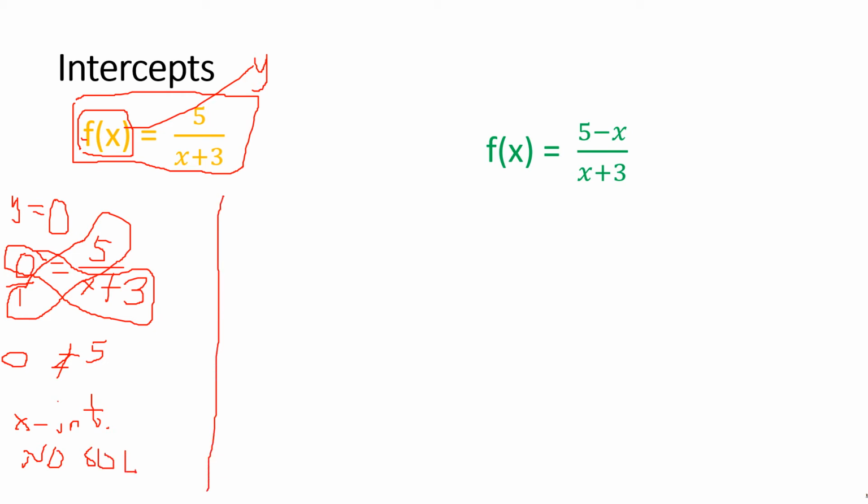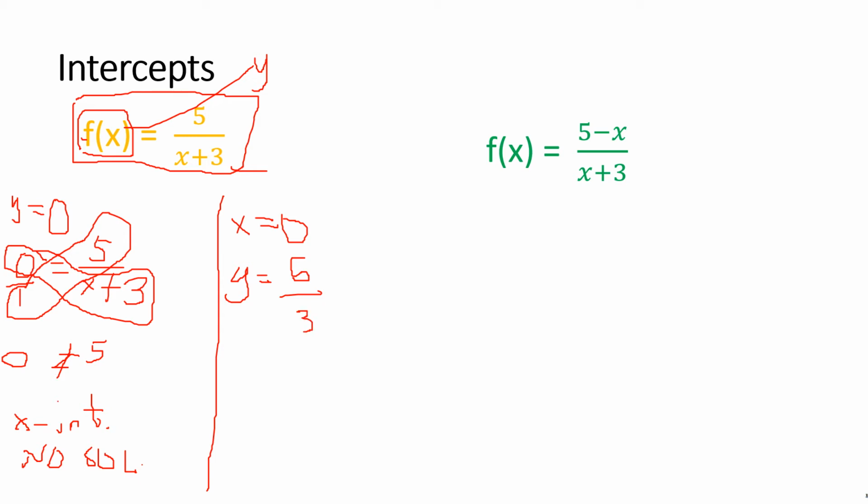So it means that there is no intersection of the graph to the x-axis, since there is no solution. Okay, let's proceed to the y-intercept. So we will let x be equal to 0. All the x terms will be equal to 0. So f of x will be equal to y is equal to 5 over x plus 3 will be equal to 0 plus 3. Okay, and 0 plus 3 is equal to 3.